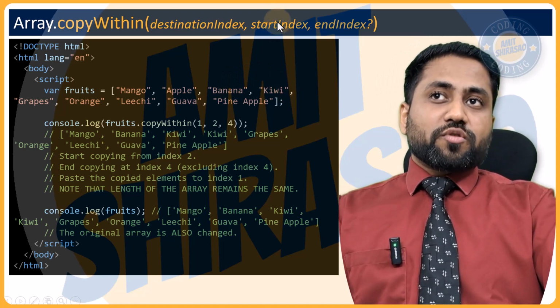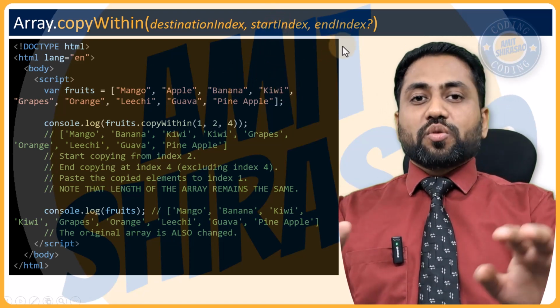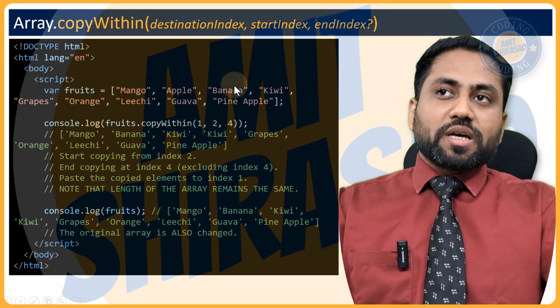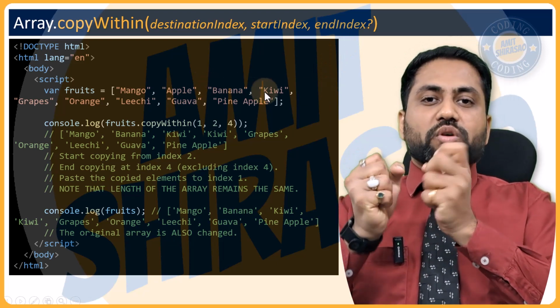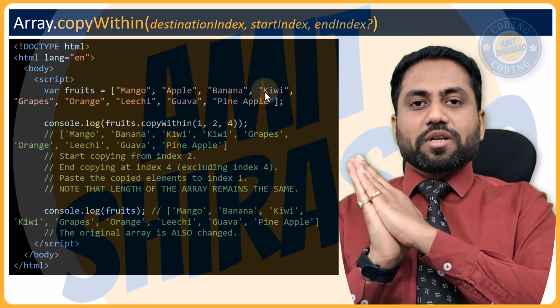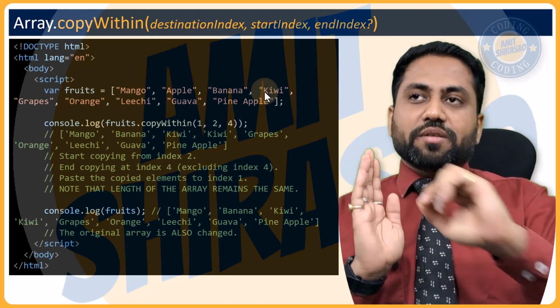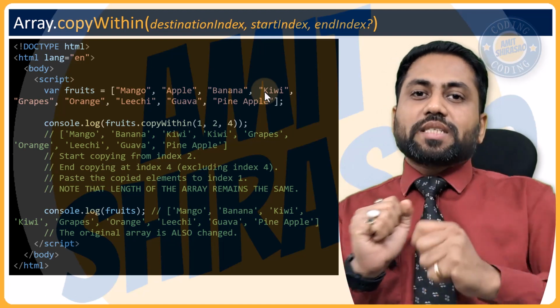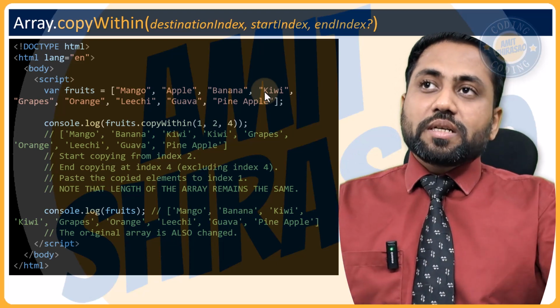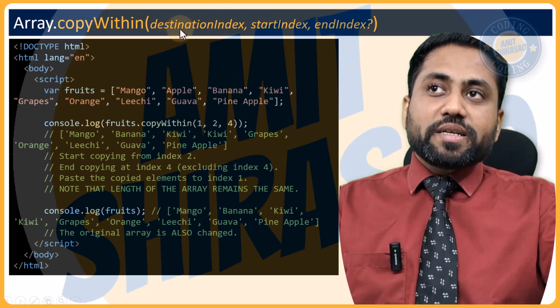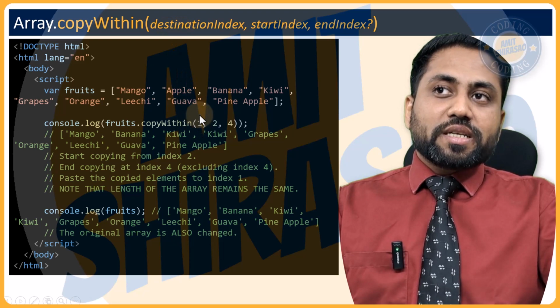Okay, so from start index to the end index, excluding the end index, whatever you get, that means banana and kiwi, you copy them. Okay, you have copied. You have kept it in your clipboard. Now you save it, and then you paste it. Where do you paste it? You paste it in the same array at destination index. So you paste it at index number 1.